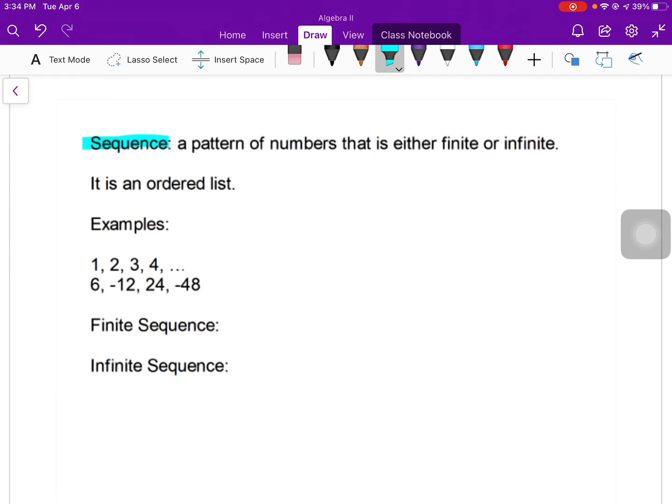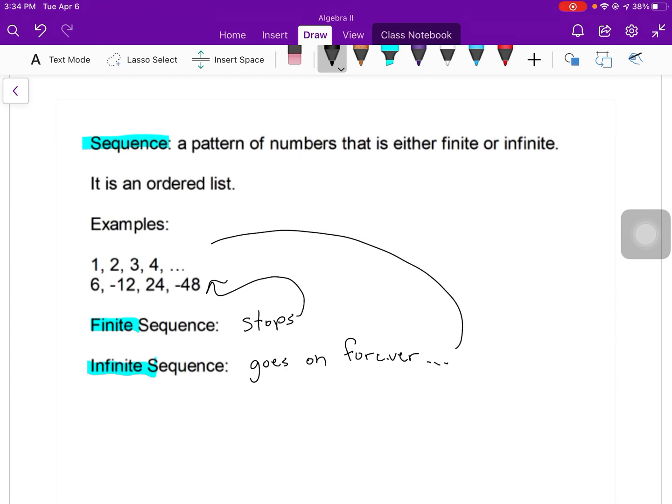So what a sequence means is that you've got these sets of numbers. A finite sequence versus an infinite sequence. A finite sequence means that it stops. So that one right there is a finite sequence because it stops at 4 terms. An infinite sequence goes on forever. And you have this ... So that is an infinite sequence.